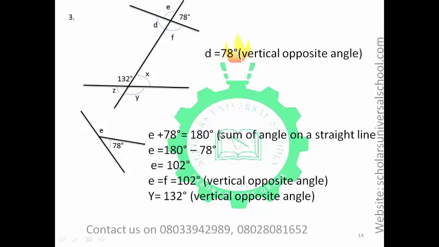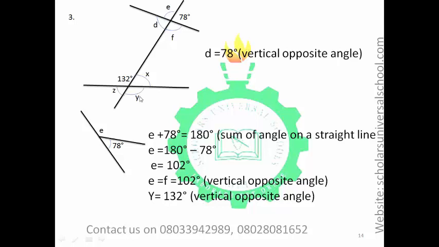Take 78 to the other side. E is now 102 degrees. And looking at this very well, if E is 102 degrees, therefore F is what? Your F is 102 degrees, vertically opposite angles. Let's move down. We have solved for E, D, and F. So let's come and solve for this.